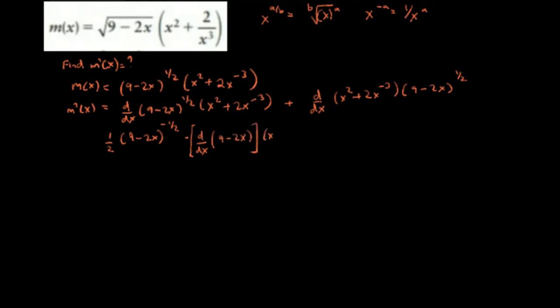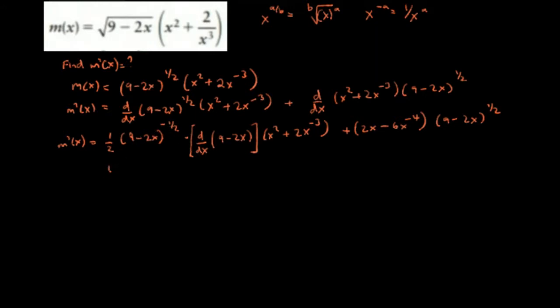Then we're going to multiply this portion by x squared plus 2x minus 3, plus the derivative of this portion here. So you have x squared plus 2x to the power -3, so you have 2x minus 6x to the power -4, and then you need to multiply this by 9 minus 2x to the power 1/2. Now what we should do here is first do the derivative and simplify this a little bit further. So the derivative of 9 minus 2x, so we get 1/2.